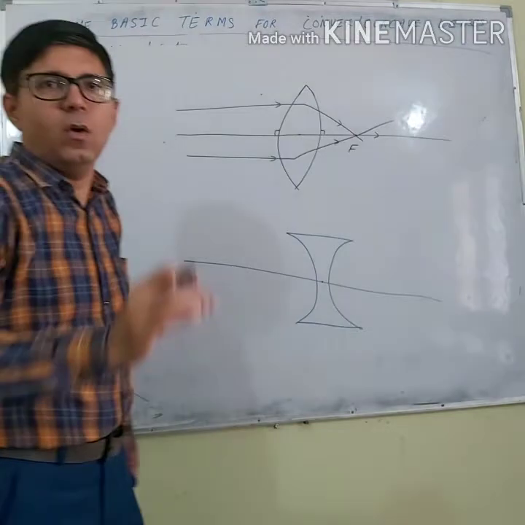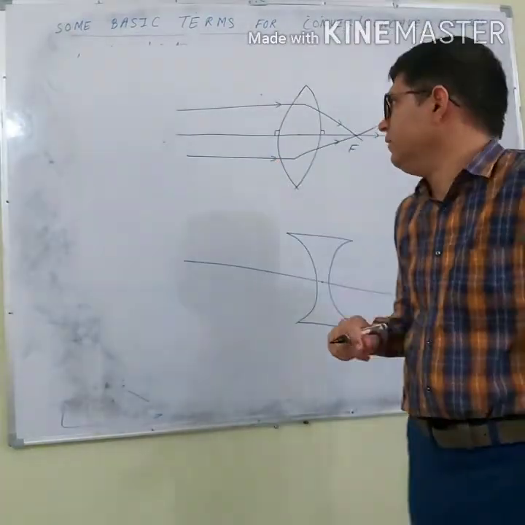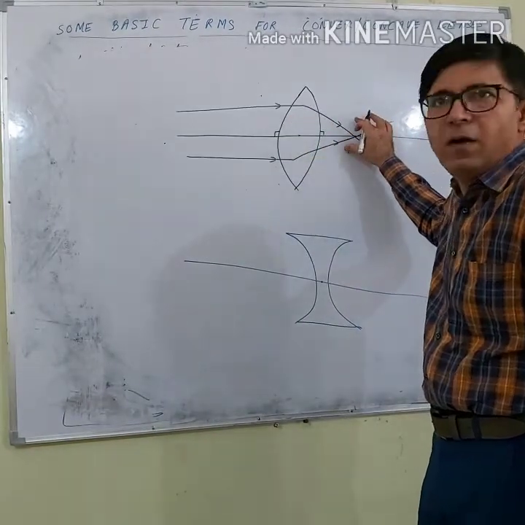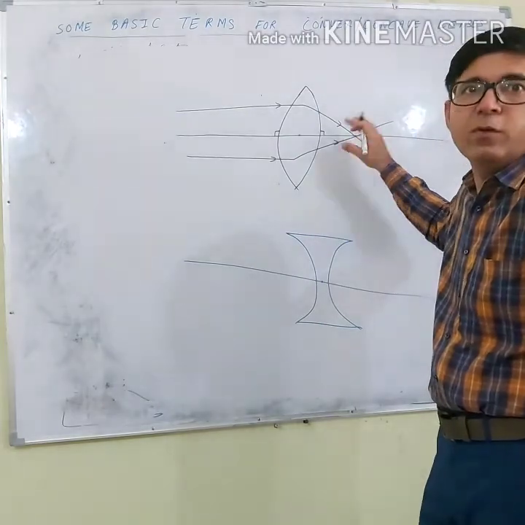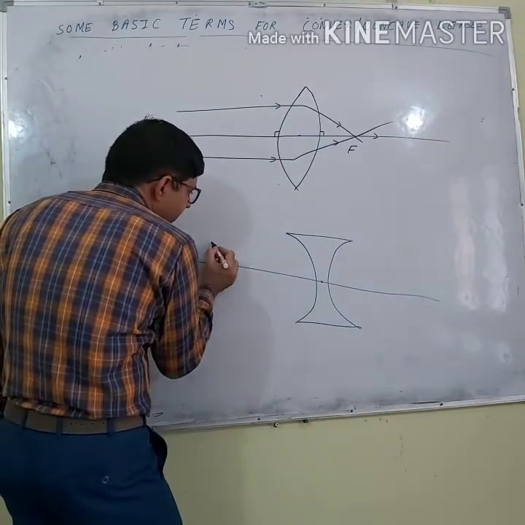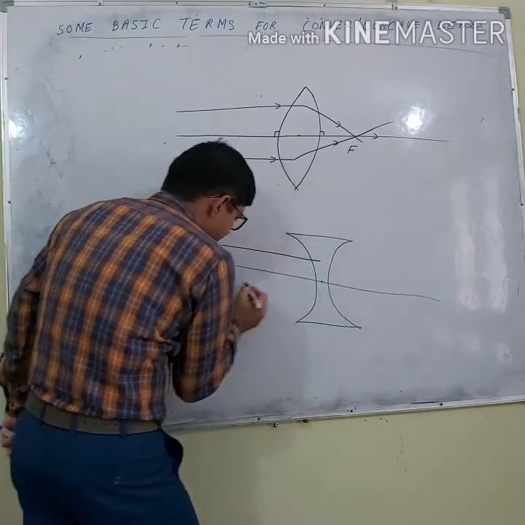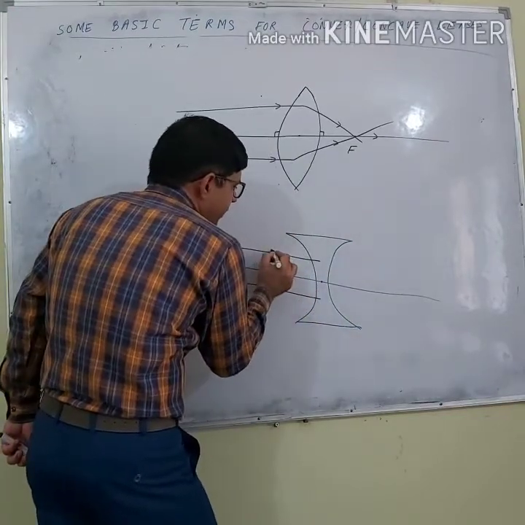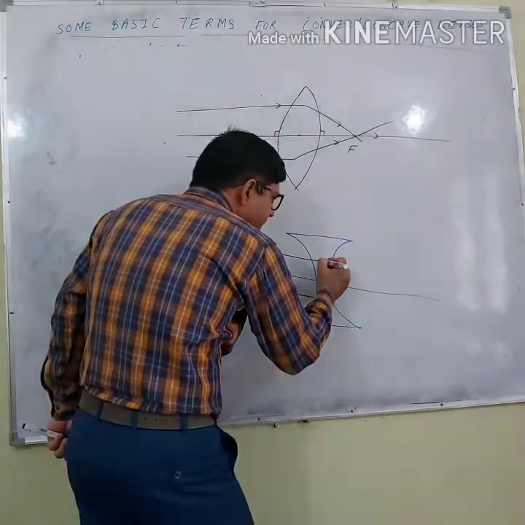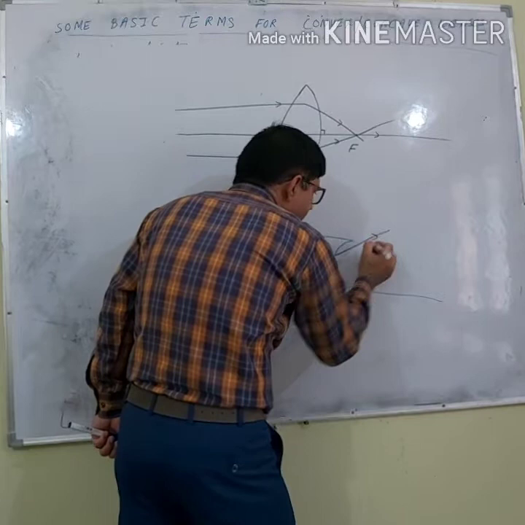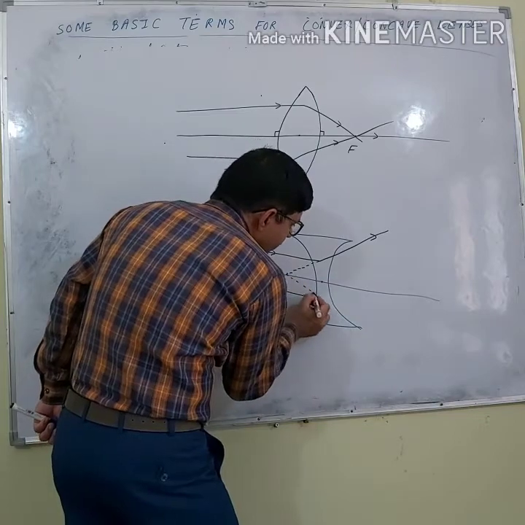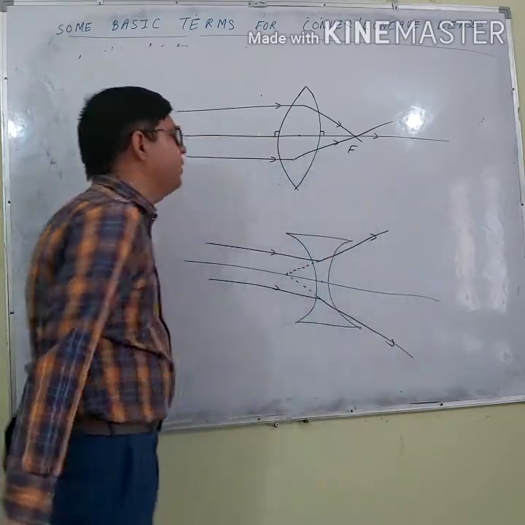So what is the focus? Focus is a point on principal axis where rays of light parallel to principal axis meet after passing from the lens. So that point is called the principal focus. And what is principal focus in case of concave lens? Listen students, in case of concave lens, let us say I am having the rays of light which are parallel to the principal axis. After refraction, these rays of light appear to pass from this point. So this point is the principal focus.